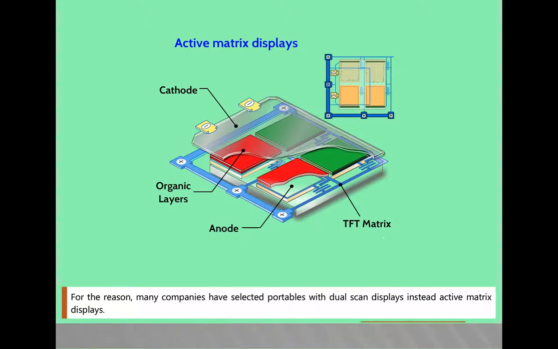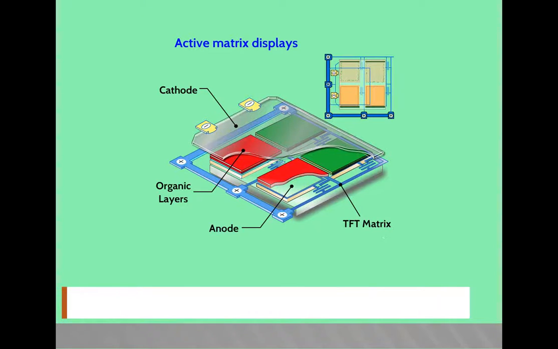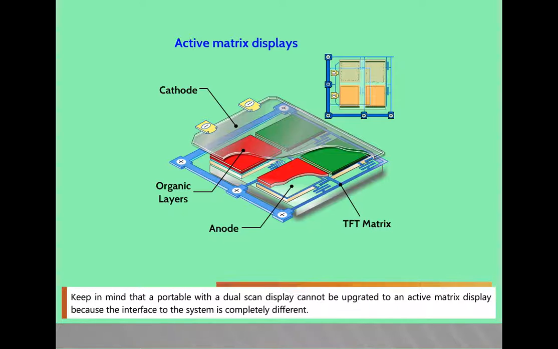For this reason, many companies have selected portables with dual scan displays instead of Activematrix displays. Keep in mind that a portable with a dual scan display cannot be upgraded to an Activematrix display because the interface to the system is completely different.